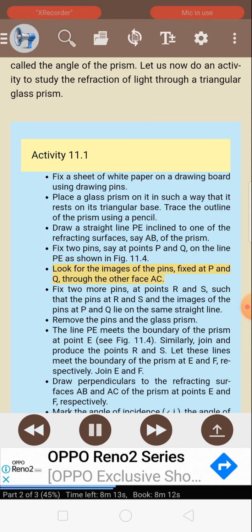Look for the images of the pins fixed at P and Q through the other face AC. Fix 2 more pins at points R and S such that the pins at R and S and the images of the pins at P and Q lie on the same straight line. Remove the pins and the glass prism. The line PQ meets the boundary of the prism at point E, see figure 11.4.